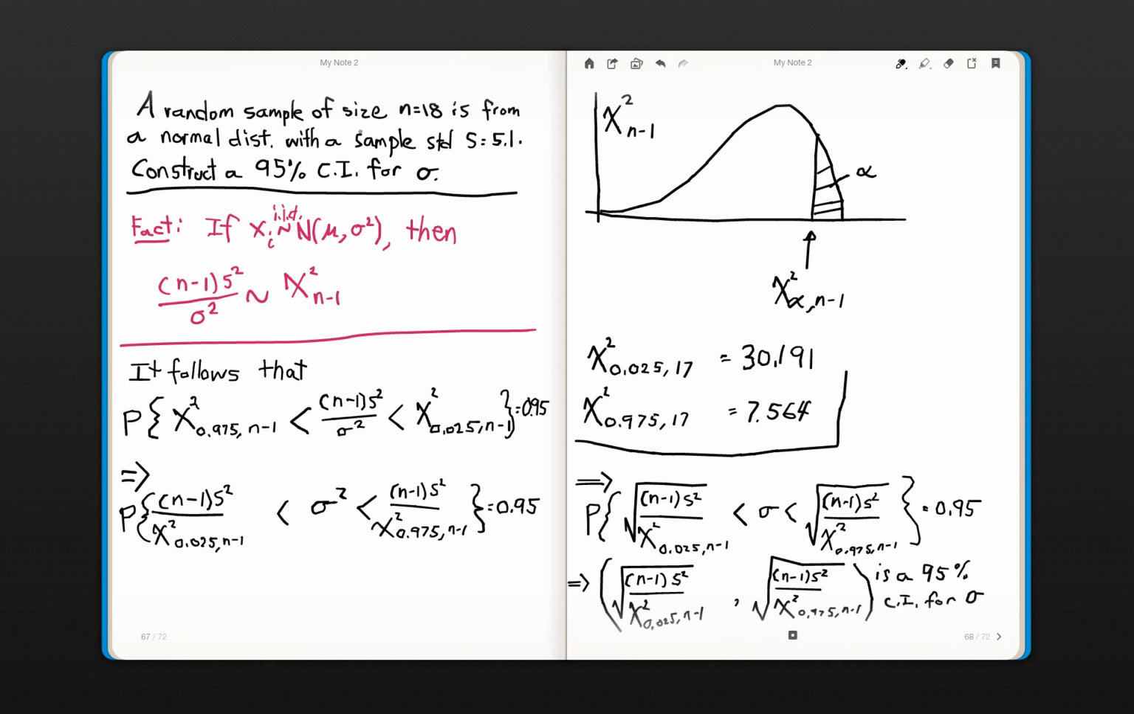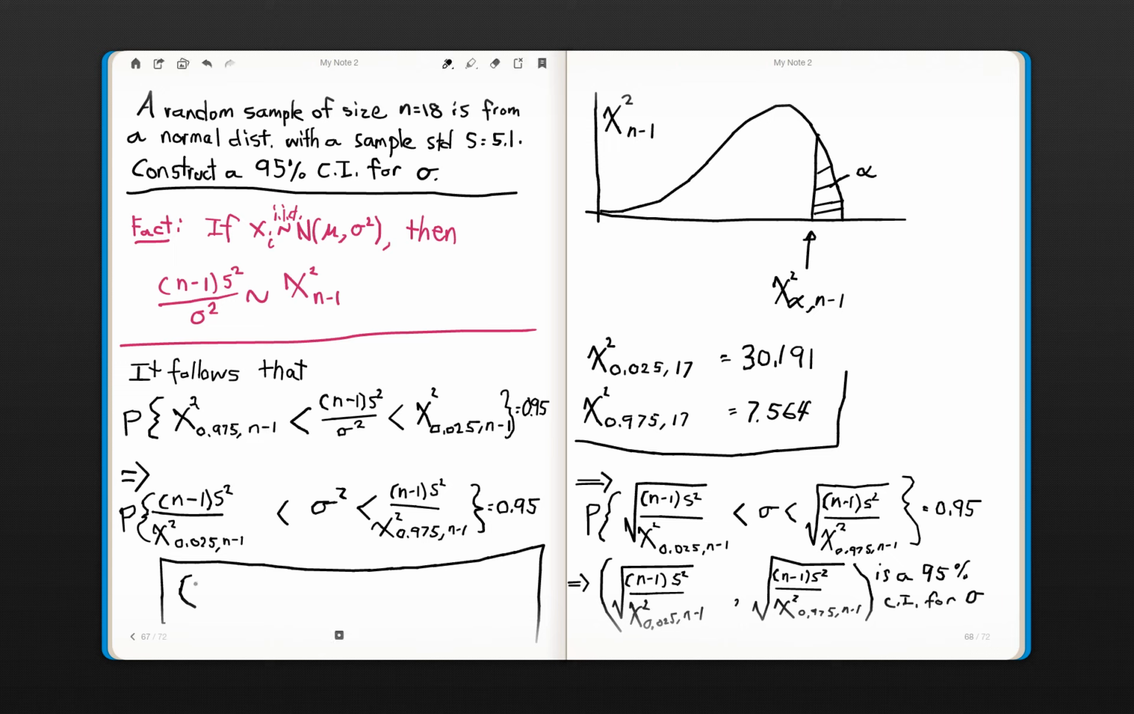So using the data we have here, I will numerically compute what the confidence interval is for sigma. And if you don't mind, I'm going to use this space right here and write the final answer that I generated using Excel. I'm just plugging in 17 for n minus 1, 5.1 squared for s squared, and then we have our critical values for the chi-square given here.